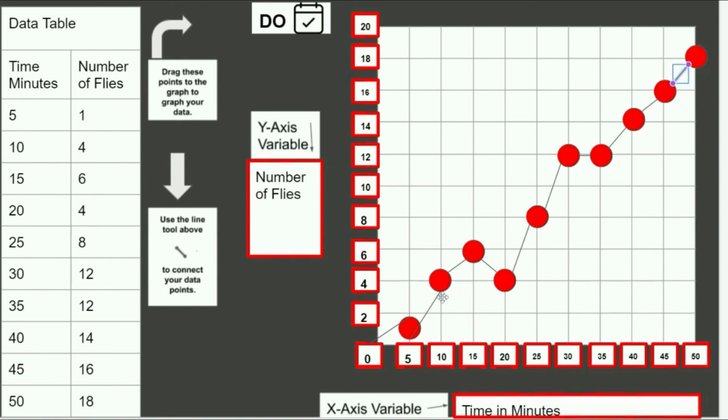Okay, and there we go. I have made my line graph. I'm just going to fix this one a little bit because it's really bugging me. There we go. That looks pretty. Okay, so there's my line graph.